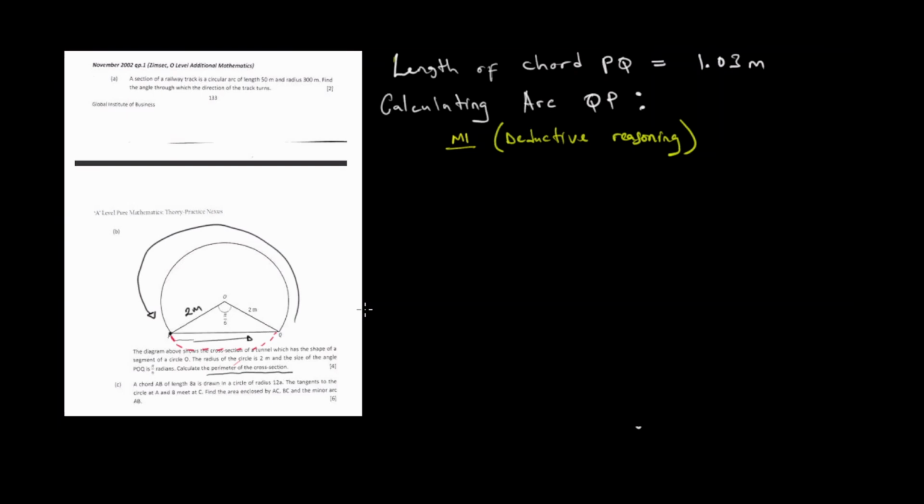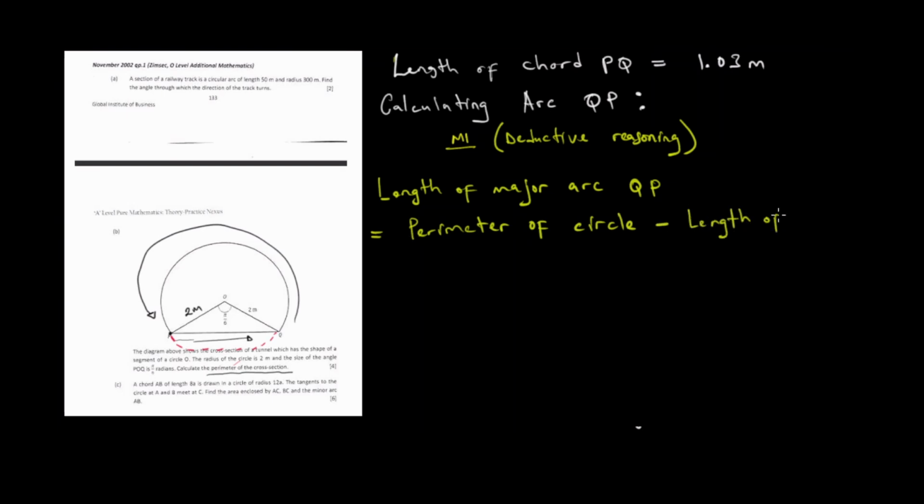So we write a statement communicating to the examiner and marker what we are doing. So here our statement will say, the perimeter, or rather length of major arc QP is equal to perimeter of circle minus length of minor arc. The minor arc we can call PQ like this.